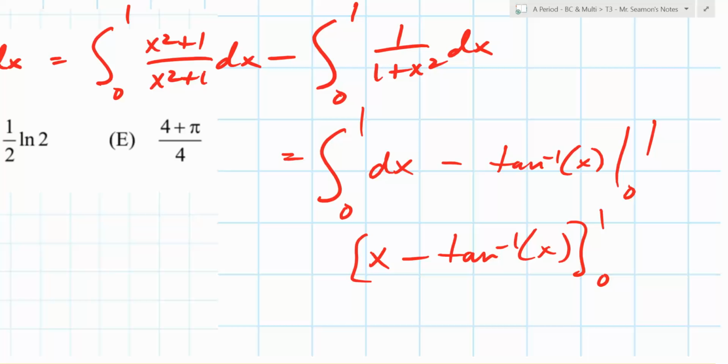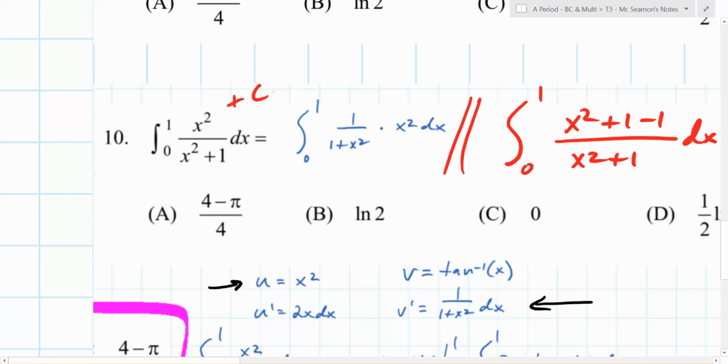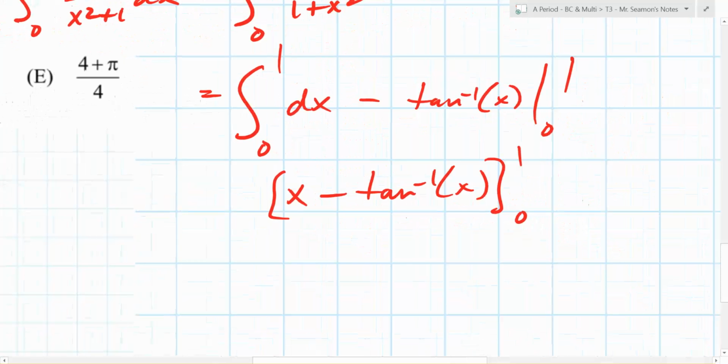Yeah, it is. So basically, I don't want to say it's impossible for this to happen, but this whole idea of adding a constant and subtracting a constant, keep that in your mind as something that can be done. You make it so that you can turn the whole thing into 1 and then have this other thing left over that is easier to integrate.